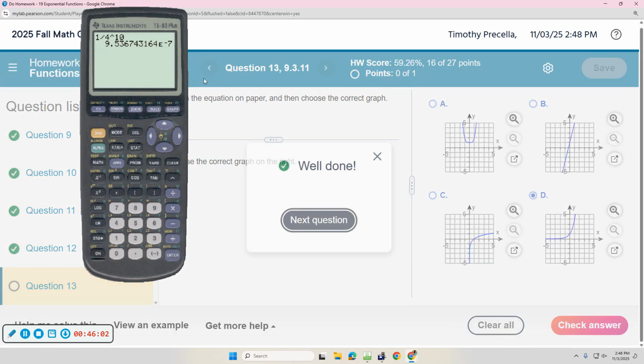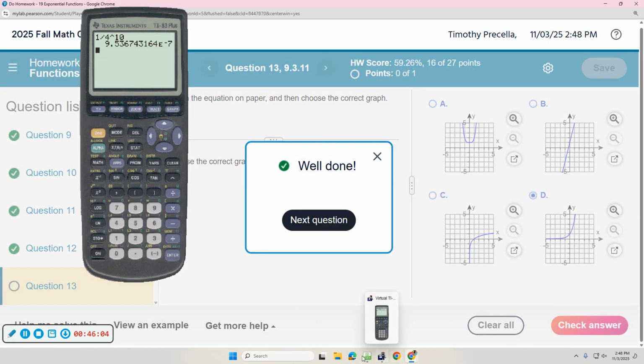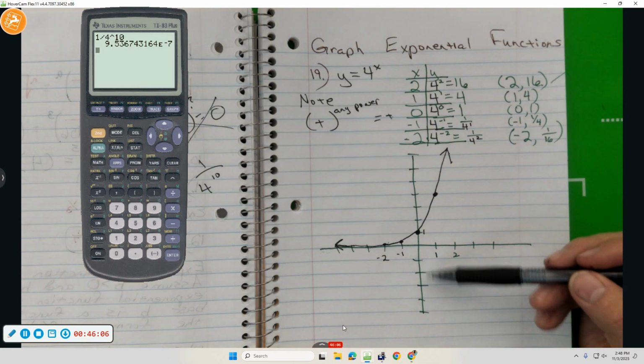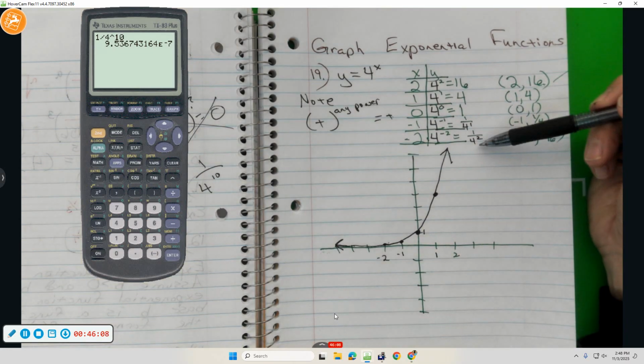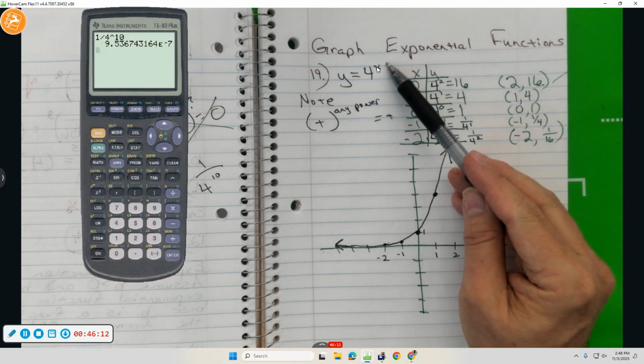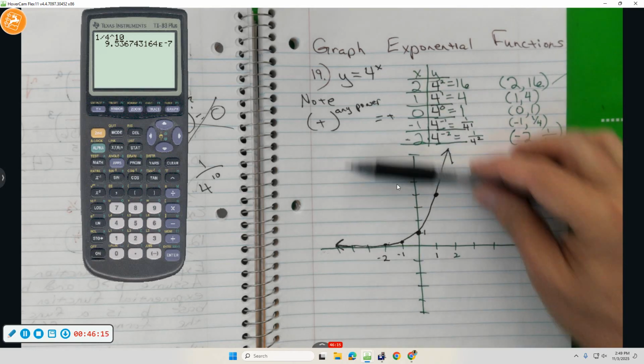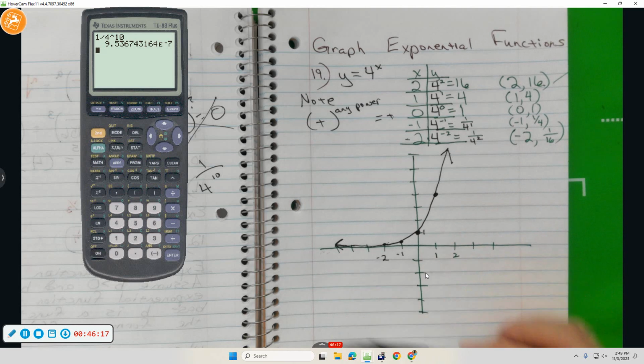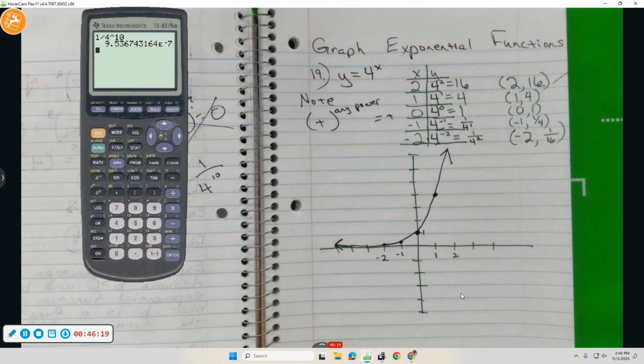Nothing lies below the x-axis. If we have points down here below the x-axis, that means the y values are negative. But we've already said a positive number to any power will always be positive. So this exponential graph has nothing down there below the x-axis.